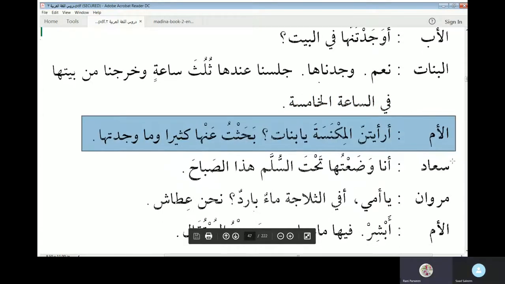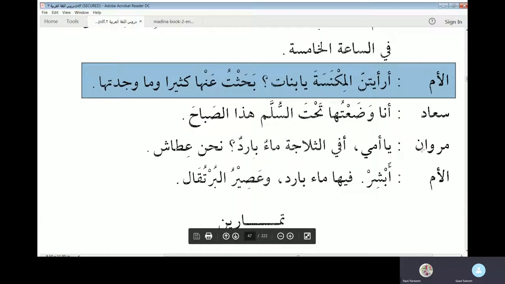Al ummu: ara'aytunal miknasata ya banat? Did you see the broom, oh daughters? Bahastu anha kathiran wama wajadtuha. I searched for it very much and did not find it.